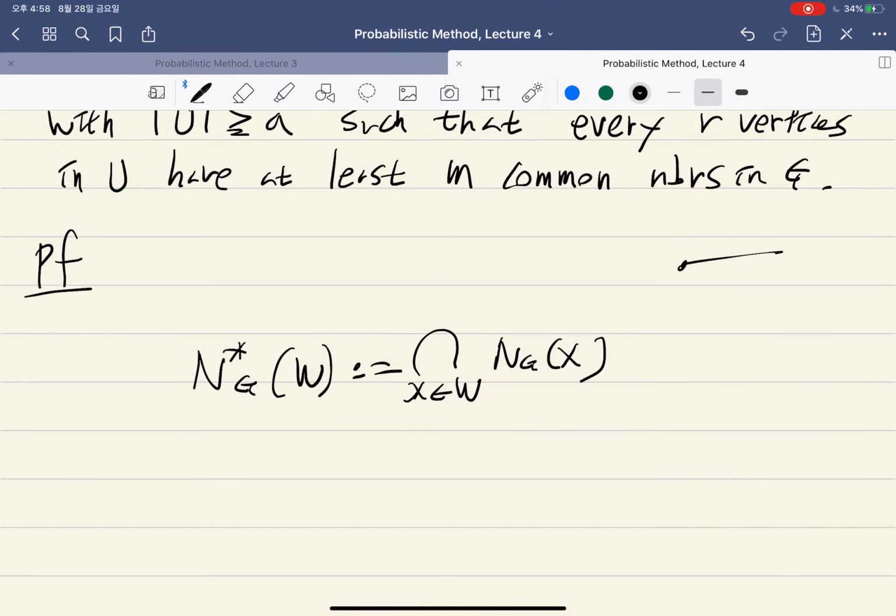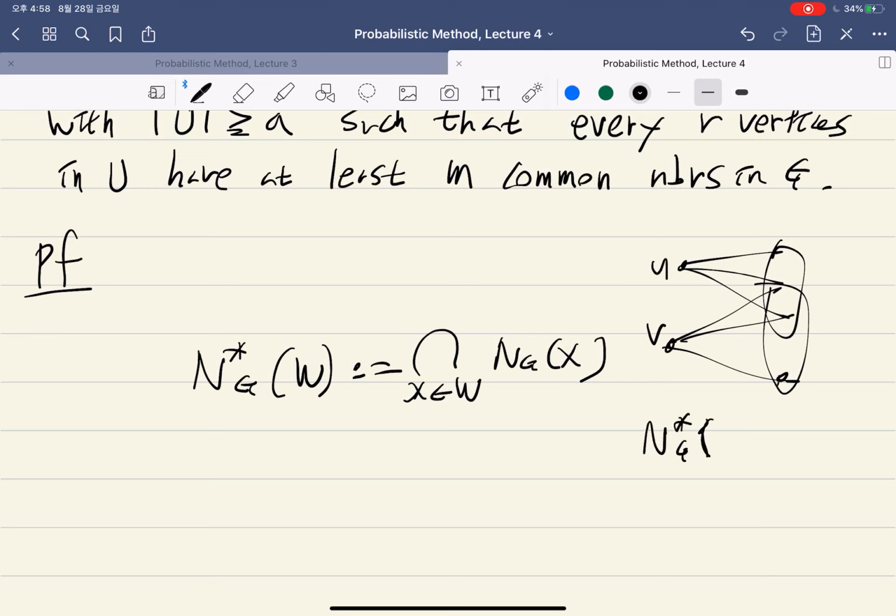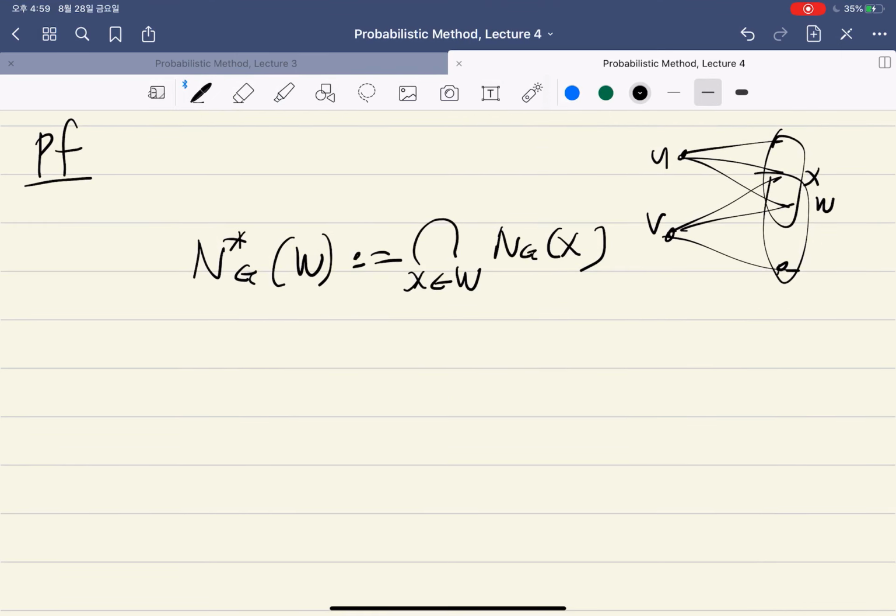So for example, if we have one vertex whose neighbor is here, and then one vertex whose neighbor is here, U and V, then N_G star of U, V is this X and W. So let's say you have two sets W and W2 such that I will omit the subscript if it is clear.